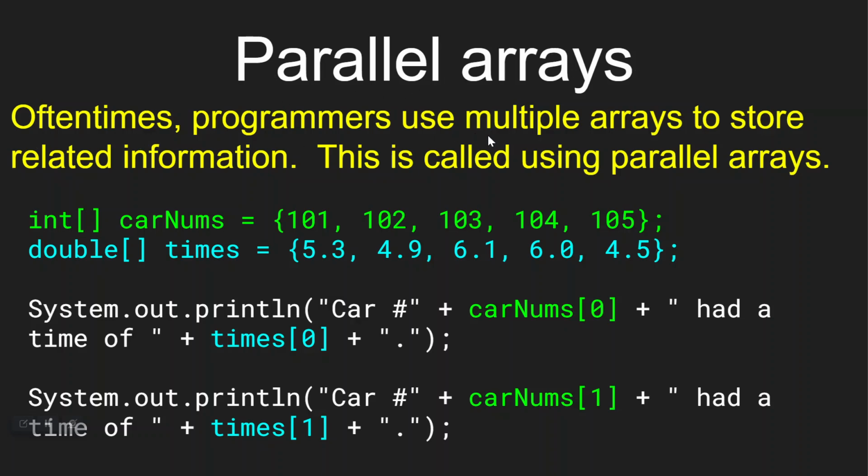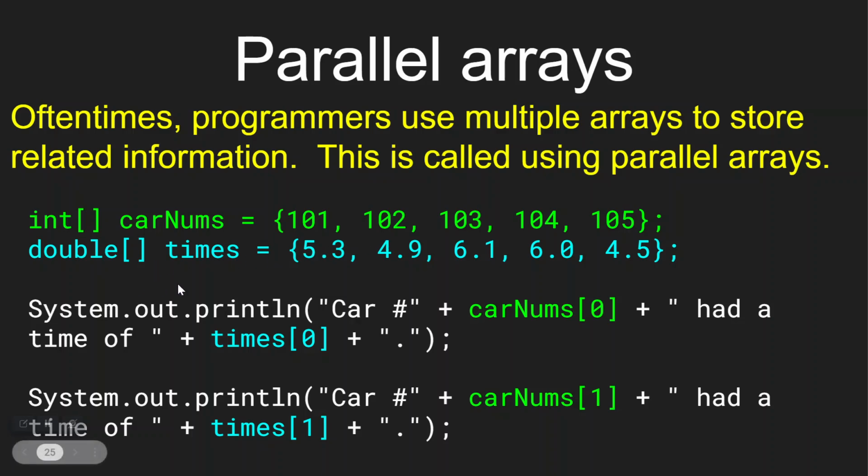All right. And then another thing that's very common with arrays are what are called parallel arrays. So oftentimes programmers use multiple arrays to store related information. And again, this is called using parallel arrays. So if I had an array of car numbers, and let's say we were having a race, right? And you had car number 101, 102, and so on and so forth. I could create an array of car nums, and that's an array of integers. But then I could also create an array of doubles to store the times that they maybe completed a lap or whatever they were doing.